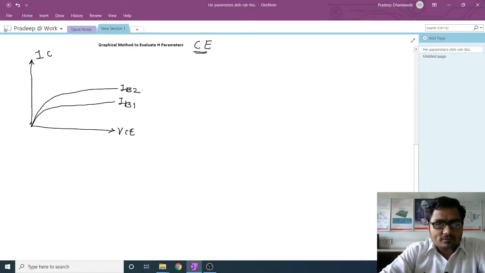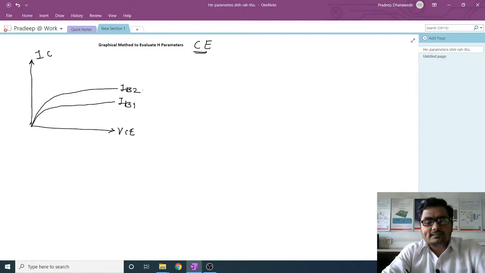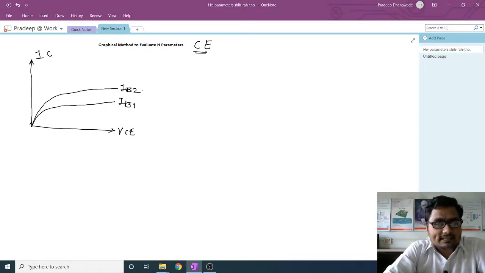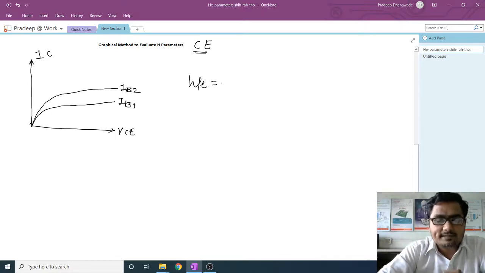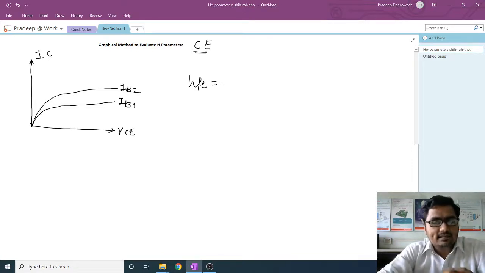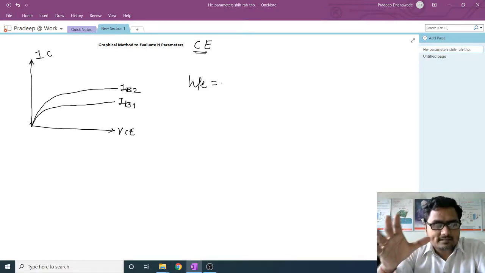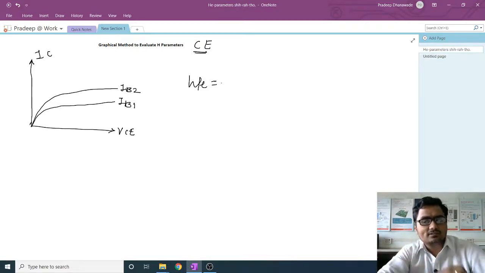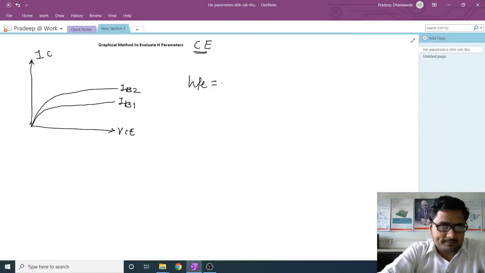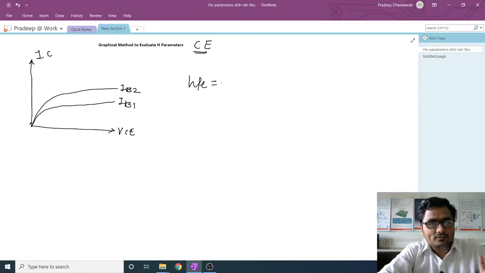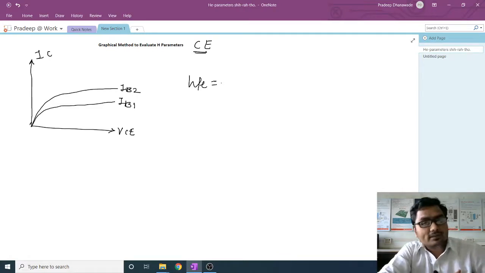So by this output characteristics, now I will evaluate one parameter, that is HFE. I can find out the value of HFE, or the equation for HFE, by this output characteristics. It is a graph of output current versus output voltage, IC versus VCE, because it is a common emitter configuration. Output current is IC and output voltage is VCE. So it is a graph of output current versus output voltage when input current is constant.